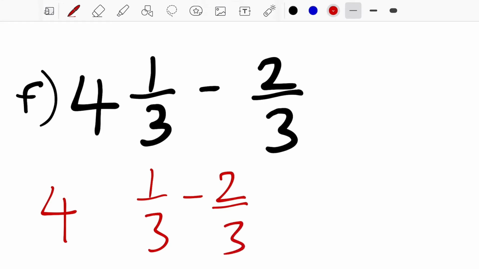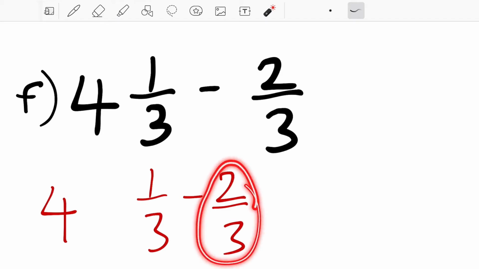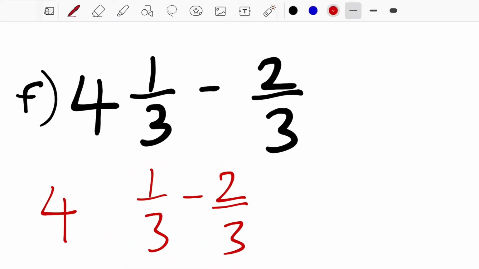So some persons make the mistake and say, well, 1/3 take away 2/3 is 1/3. They flip it around and say 2/3 take away 1/3. We cannot do that. So 1/3 cannot take away 2/3, so we must borrow.